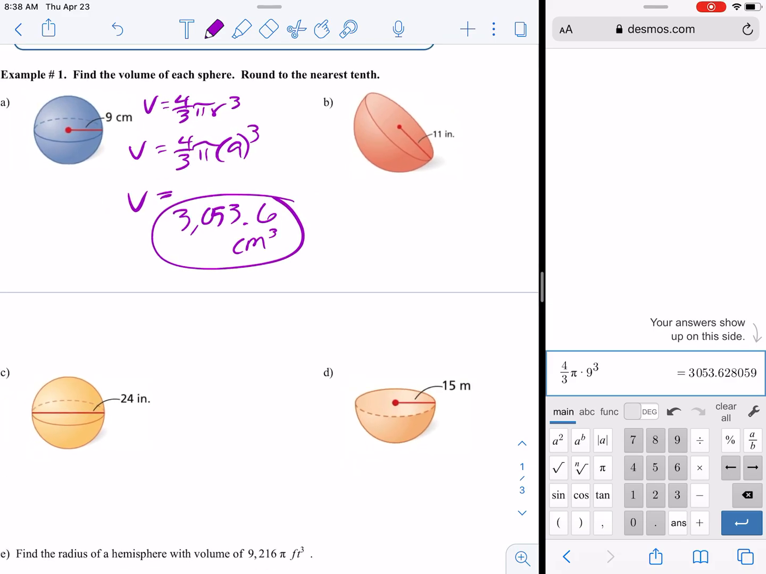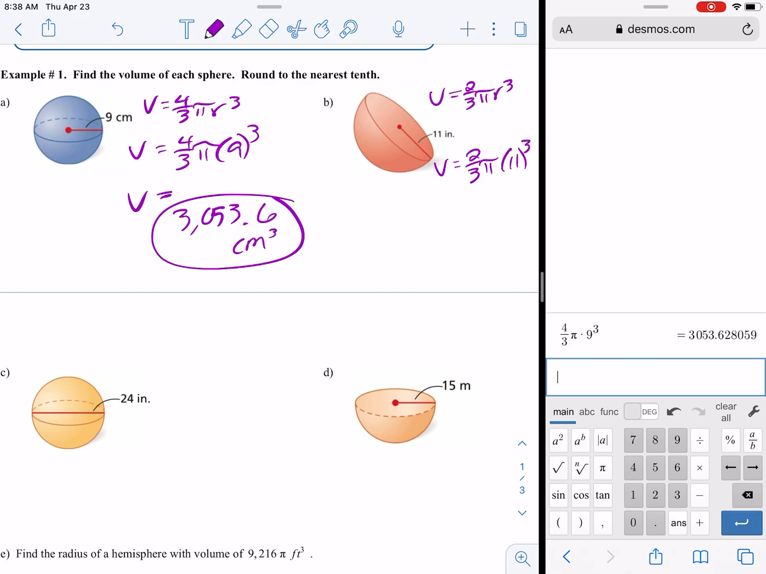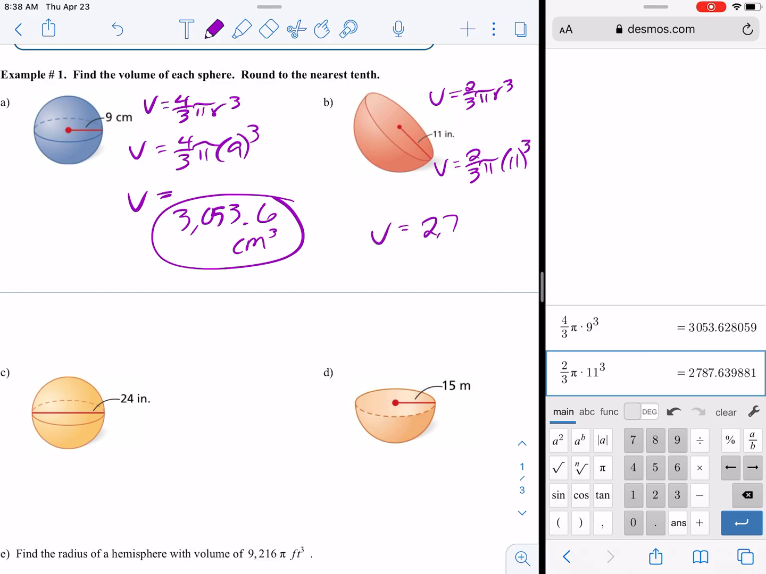For letter B, we have a hemisphere. It's half of a sphere, so our formula would be volume equals 2/3 pi r cubed. And then again, you're given your radius, so just punch in 2/3 pi times 11 cubed, and then round to the nearest tenth. Volume equals 2,787.6 cubic inches.